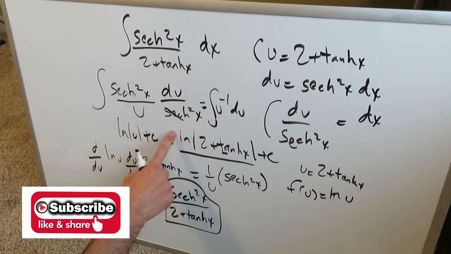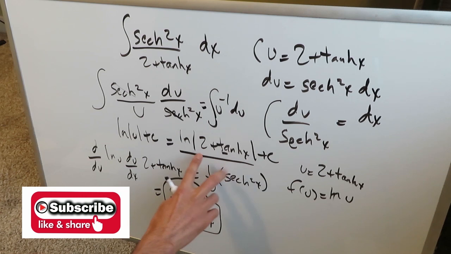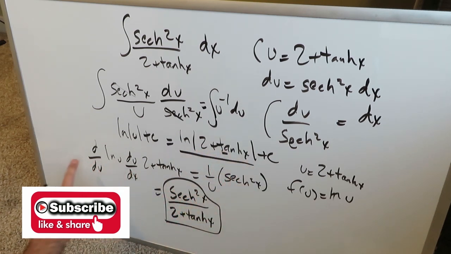My antiderivative is right over here, the natural log of 2 plus tanh x. My derivation of the antiderivative, going back to the original function, is right here at the bottom. This entire procedure over here. And that concludes our video.